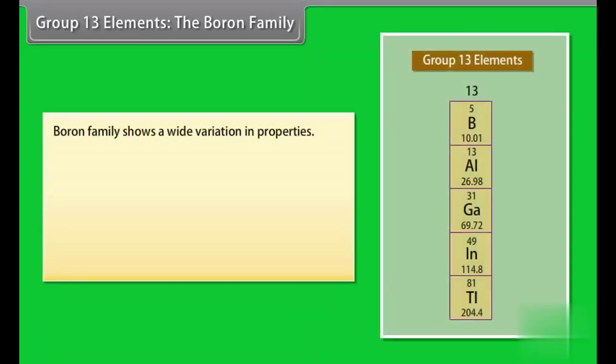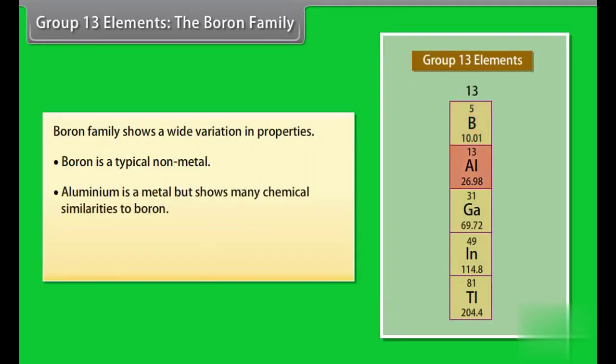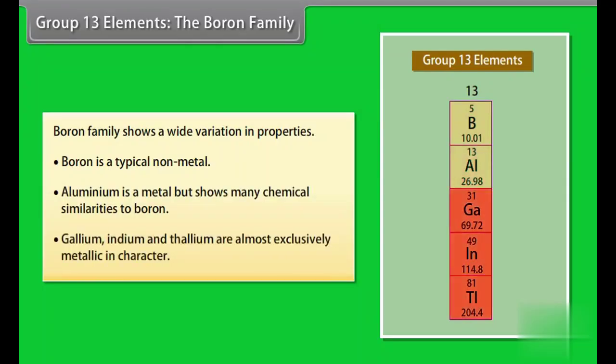Group 13 elements. The boron family. Boron family shows a wide variation in properties. Boron is a typical non-metal. Aluminium is a metal but shows many chemical similarities to boron. Gallium, indium and thallium are almost exclusively metallic in character.